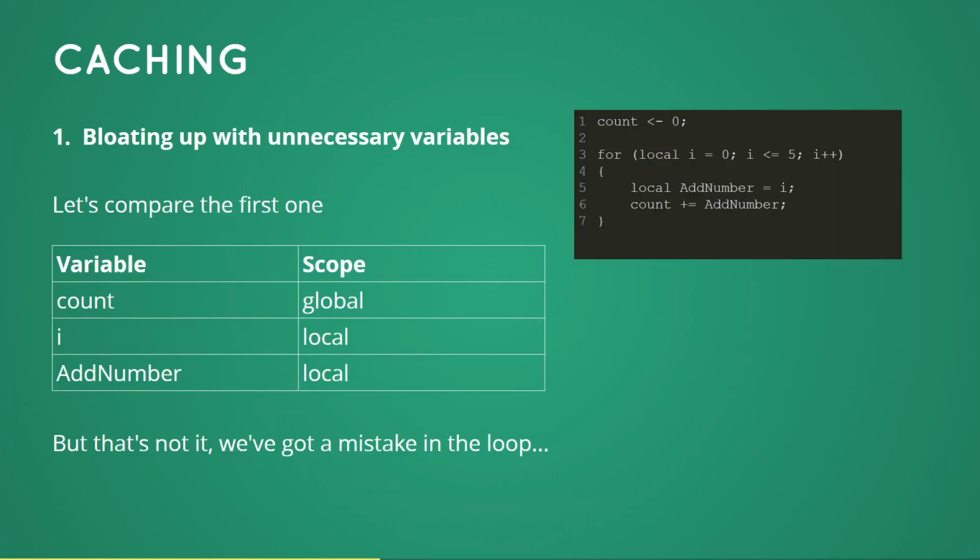Let's evaluate the first one first. Here we have 3 variables: count, i, and add number. But if you look at the code, these variables in the scope do not add up. Let's actually see what it's actually like.